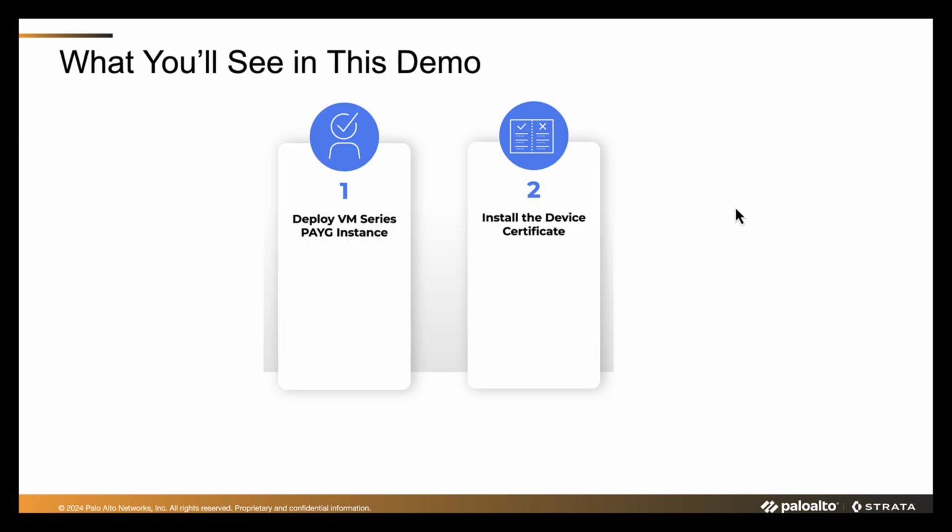In this video, we will show you two things. First, how to deploy the VM Series Firewall pay-as-you-go instance from the AWS Marketplace. Second, installing the device certificate at launch to retrieve the site license entitlements and securely access cloud services such as Wildfire, advanced URL filtering, and advanced threat prevention. Let's start the deployment process.